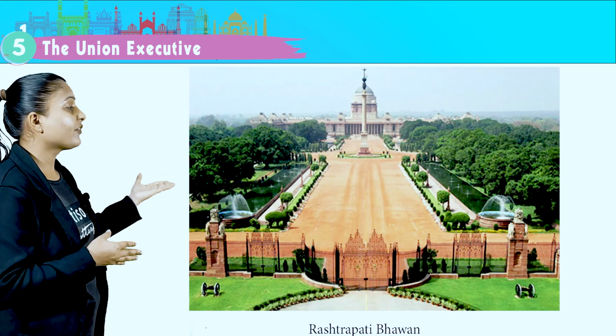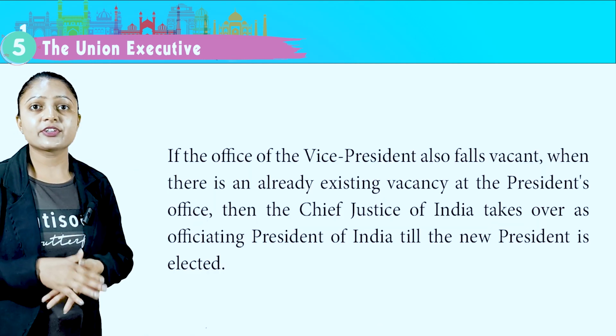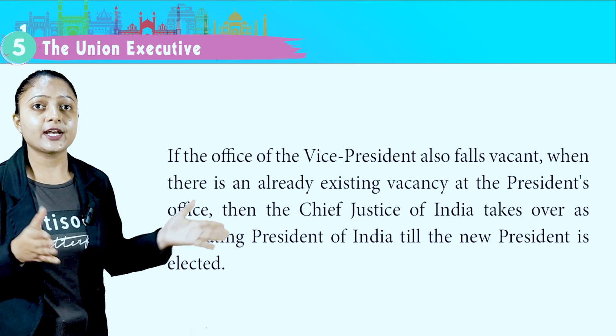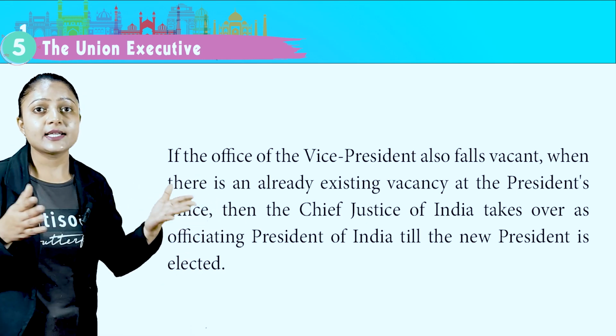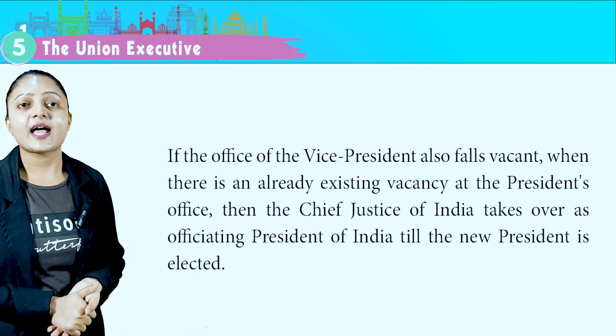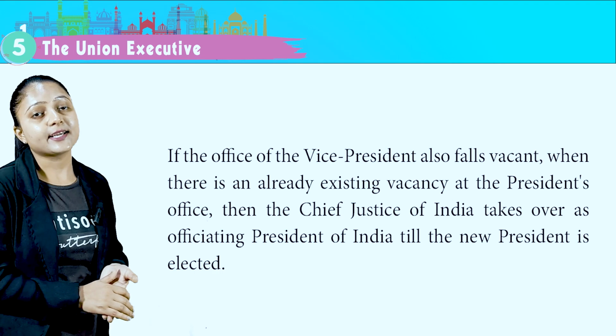This is the picture of Rashtrapati Bhavan, which is a residence of the President. If the office of the Vice President also falls vacant, when there is an already existing vacancy at the President's office, then the Chief Justice of India takes over as officiating President of India till the new President is elected.